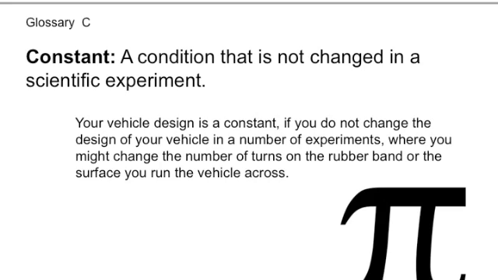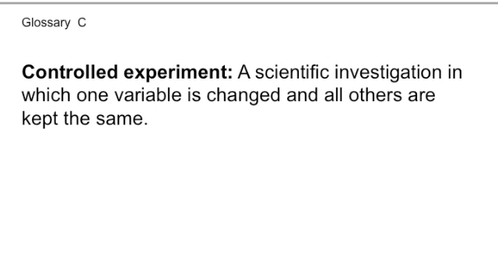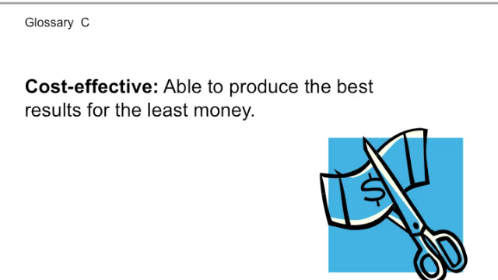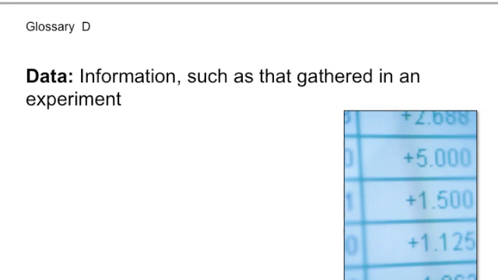Constant, a condition that is not changed in a scientific experiment. Controlled experiment, a scientific investigation in which one variable is changed and all the others are kept the same. Cost effective, able to produce the best results for the least money. Data, information such as that gathered in an experiment.